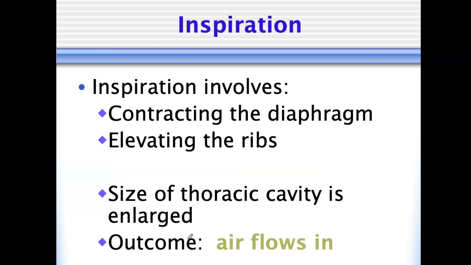So let's think more about this. Inspiration then: contract the diaphragm, bring it down, make the box bigger in the inferior portion, elevate the ribs, thoracic cavity is enlarged, and the last thing that happens is that air flows in. If you've never thought about it before, you think it's the other way around. You think air flows in and therefore the size of the thoracic cavity is enlarged. It's not that way. You first enlarge the cavity, and because of the lowered pressure, air is going to flow into it.